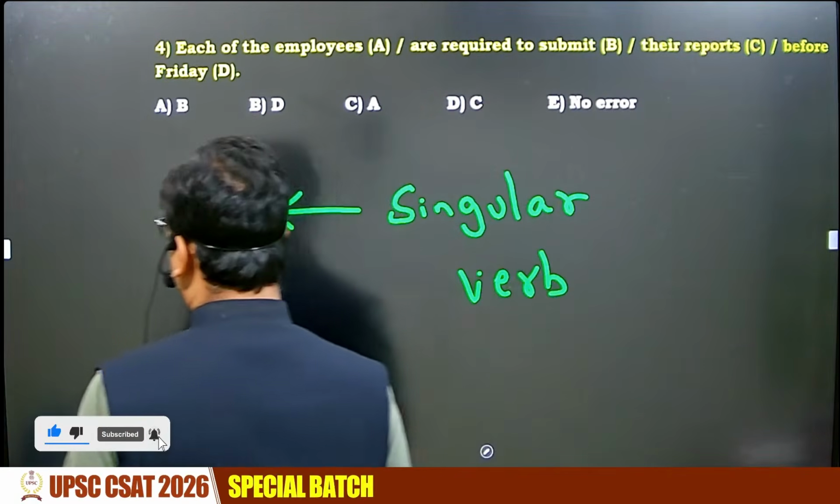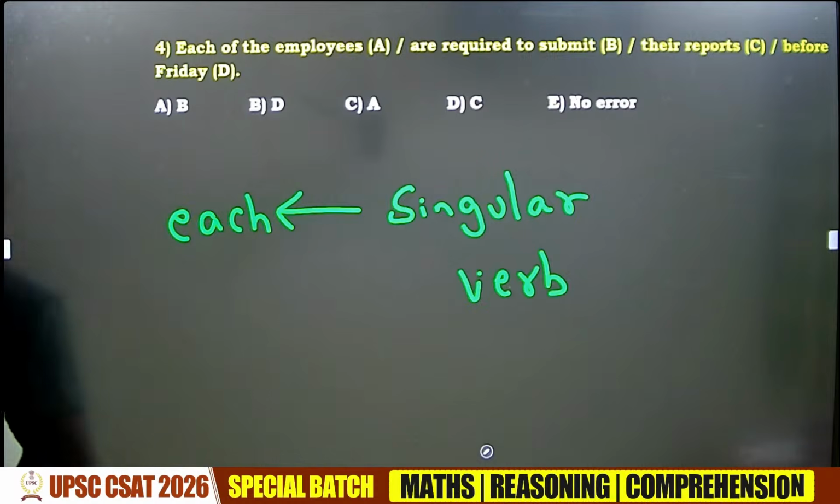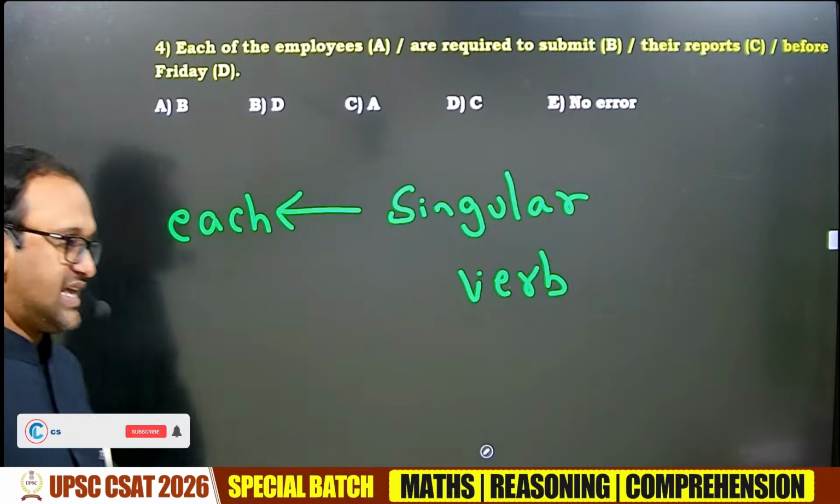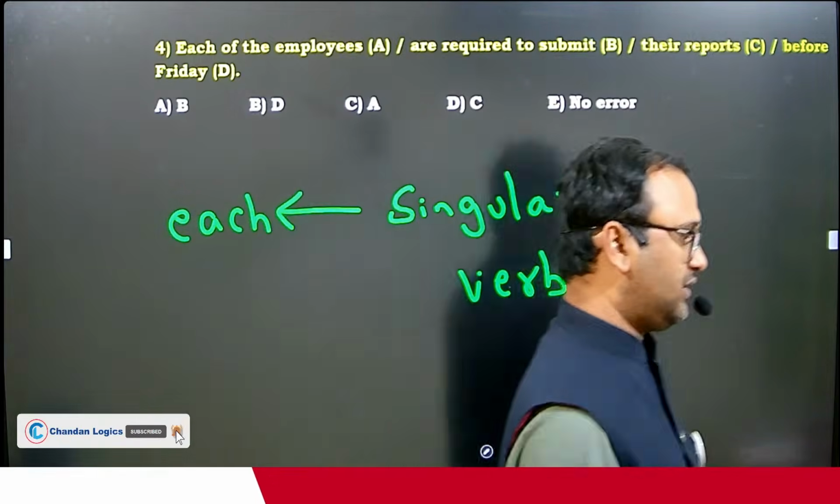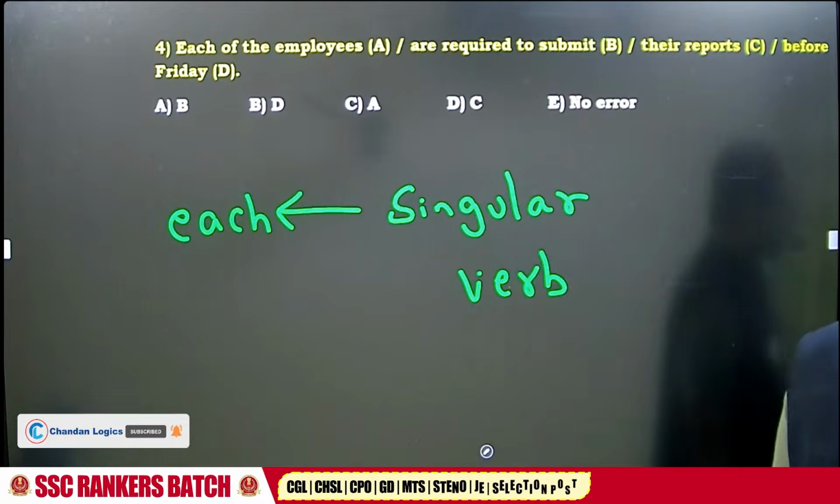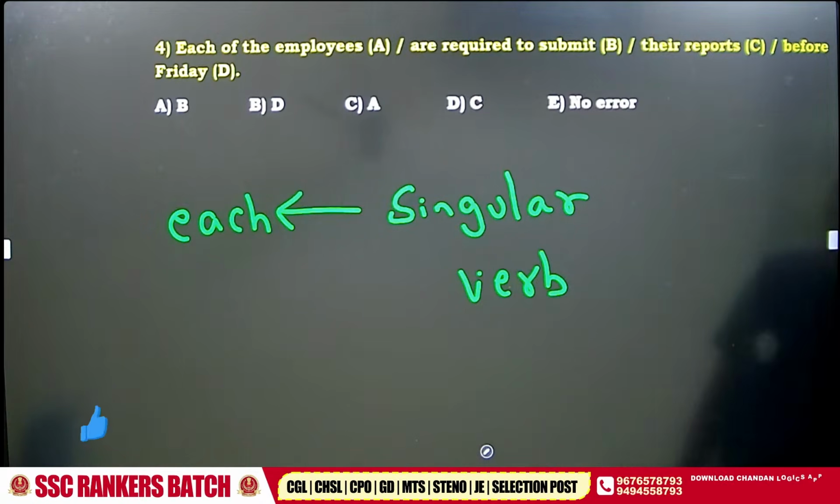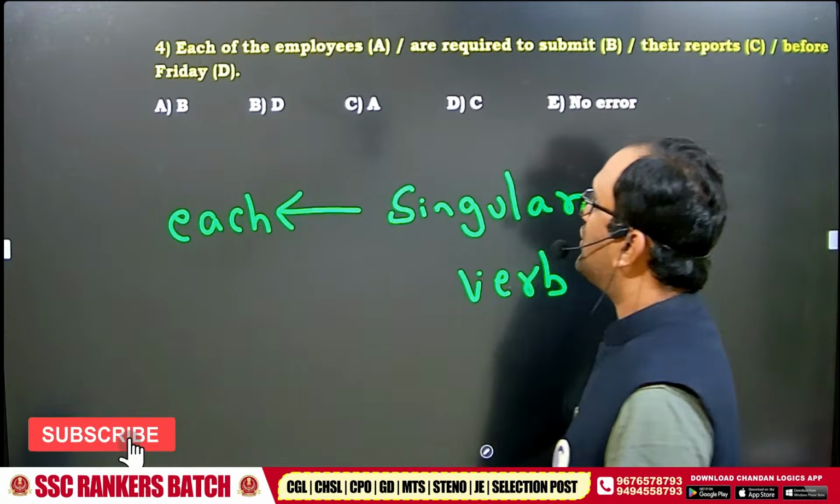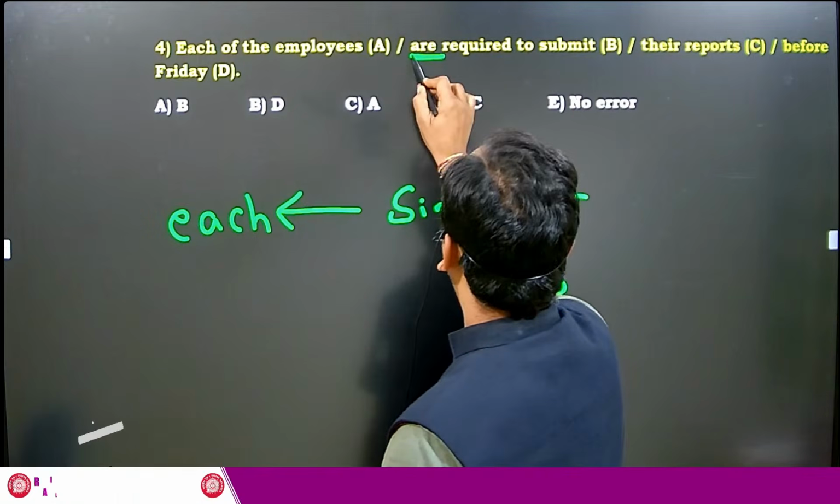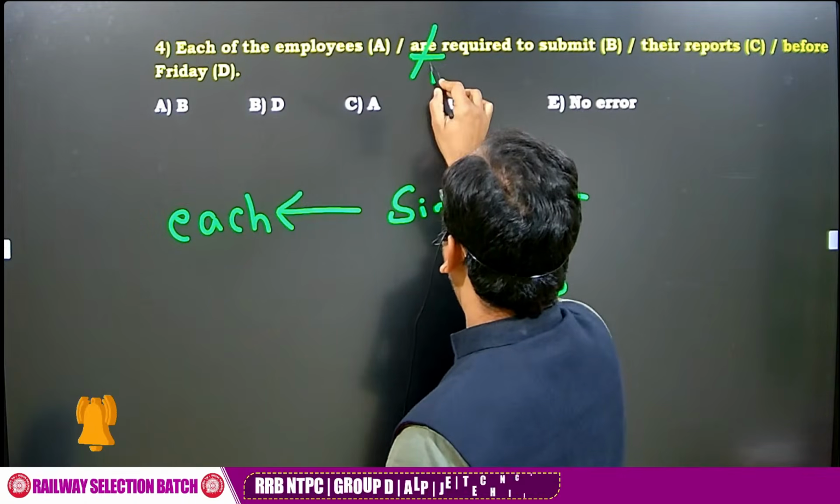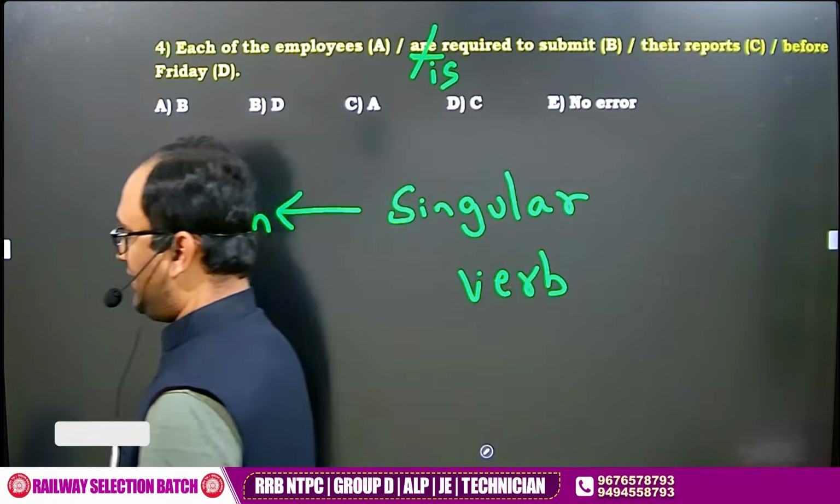Please write these running notes. Each subject always takes a singular verb. So, each of the employees are required is wrong. Each of the employees is required.